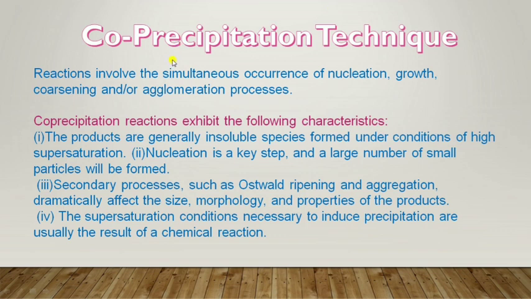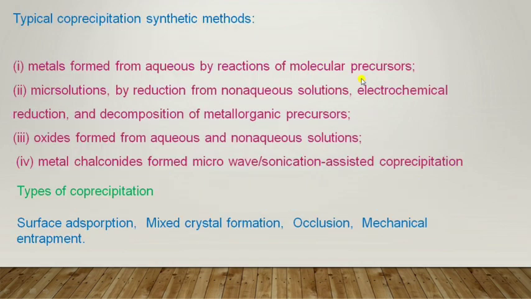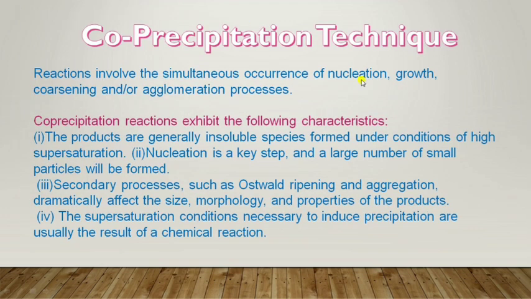Co-precipitation technique. The reaction involves simultaneous occurrence of nucleation, growth, coarsening or agglomeration process. Nucleation is the first step of the co-precipitation technique. In this, the formation of nucleus is there. Then the formation of nucleus is followed by the growth, and then the coarsening follows. What does coarsening mean?